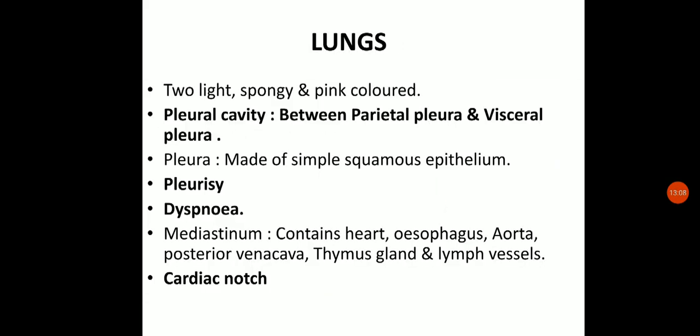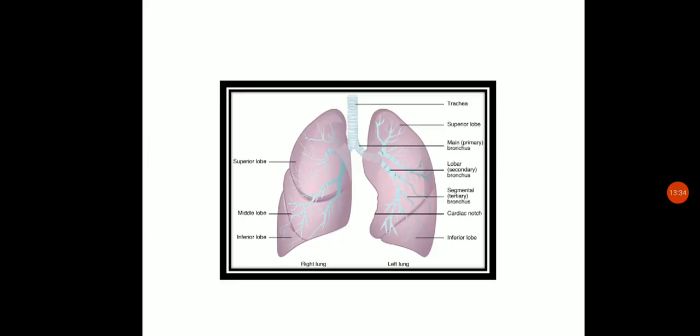In humans, a pair of lungs is present. Each lung has basically two lobes. In humans, the two lungs are spongy and pink in color. Around the lungs there is a pleural cavity present. So here you can see the structure.